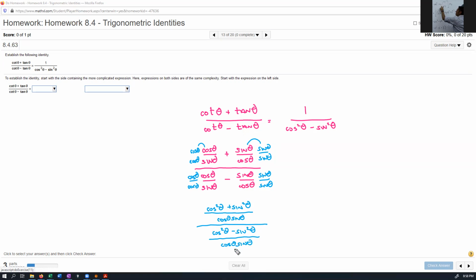Now we have a fraction over a fraction, so I can flip and multiply by the reciprocal. So I can take this fraction, flip it over, put it up here. So the denominator is cosine squared theta minus sine squared theta. And good things are going to happen here. We get this cancels, that becomes a 1. So all you're left with is 1 over this, which is that. All right.